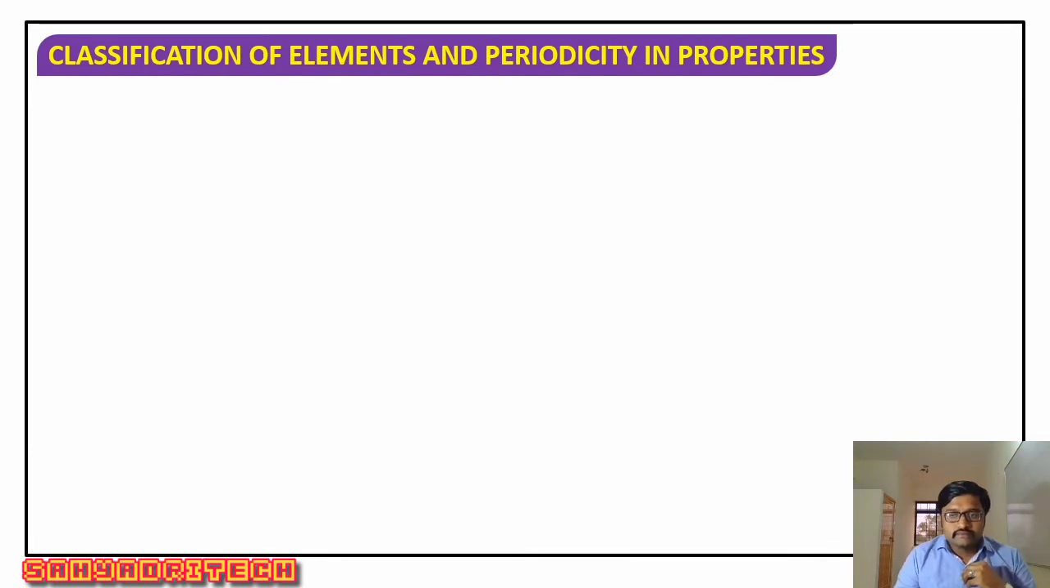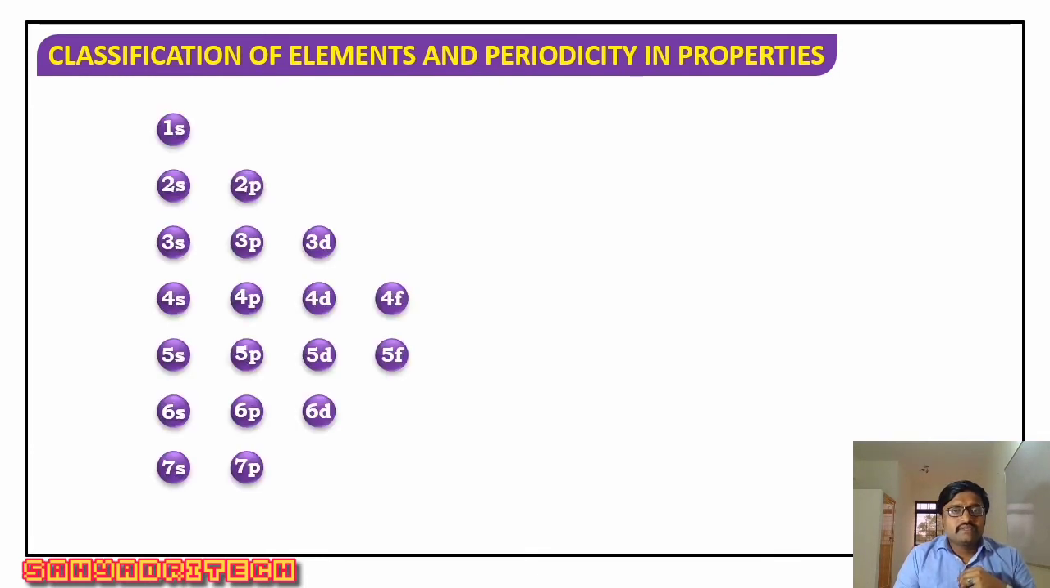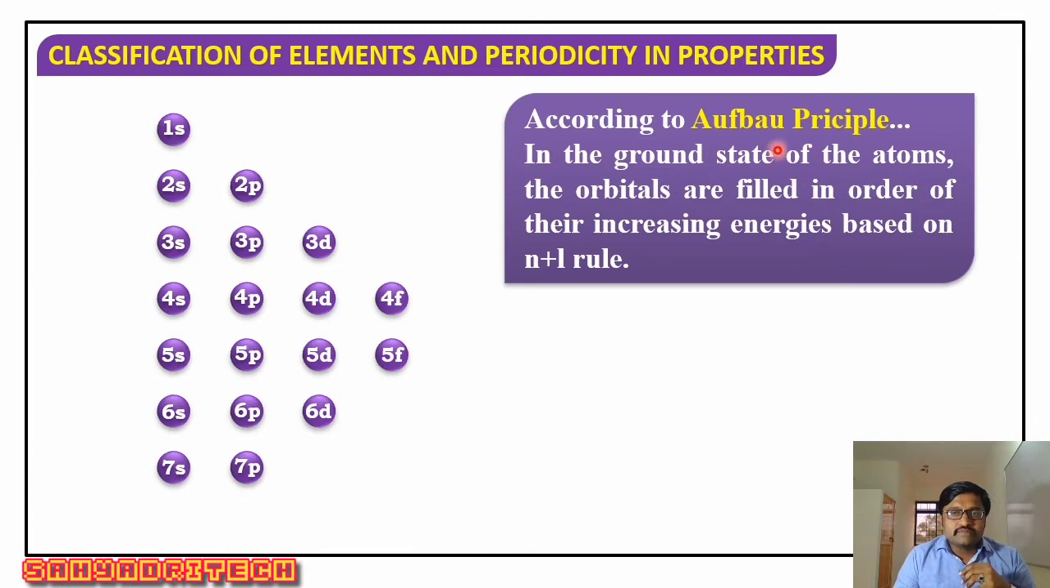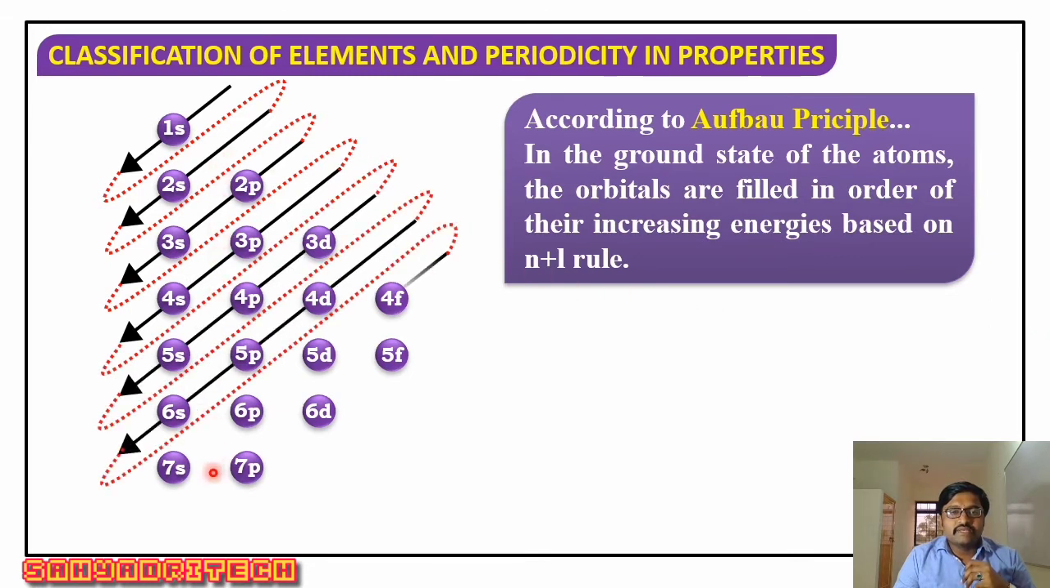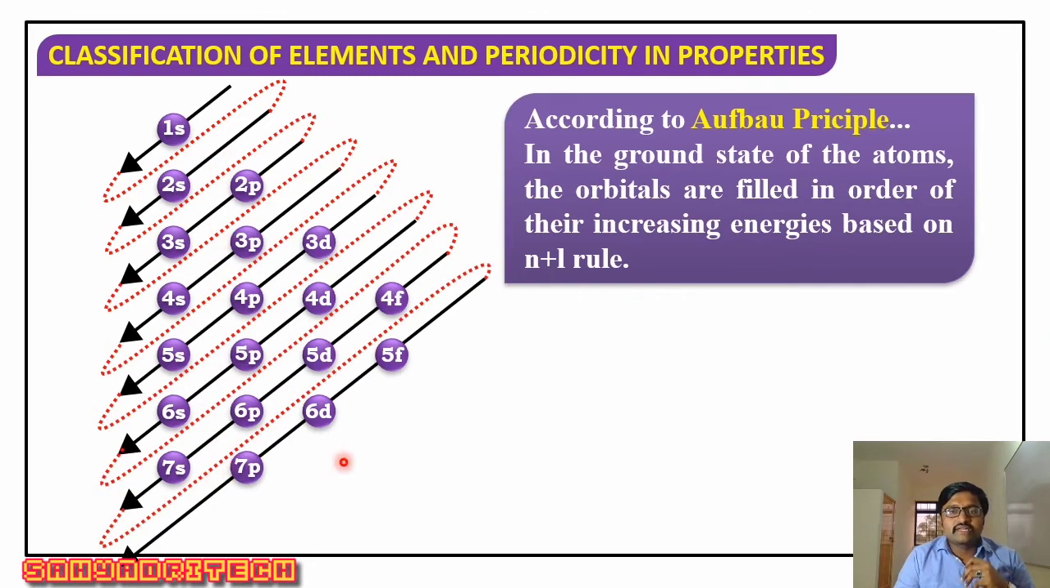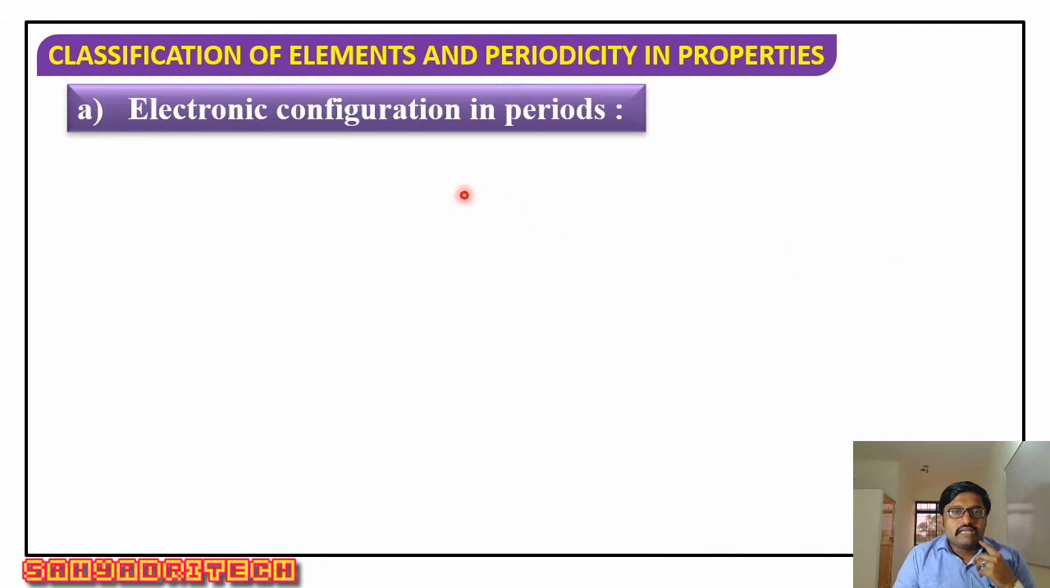Now I will recall the Aufbau principle. What did we say? The electrons enter the various available orbitals in the increasing order of their energies. Further, according to the n plus l rule, one can give the relative energy of all these possible orbitals. Now I will go for electronic configuration in periods. So here I am going to deal with the electronic configuration period wise.